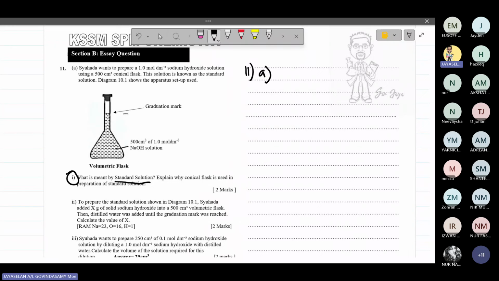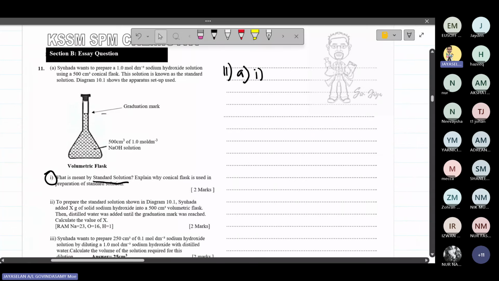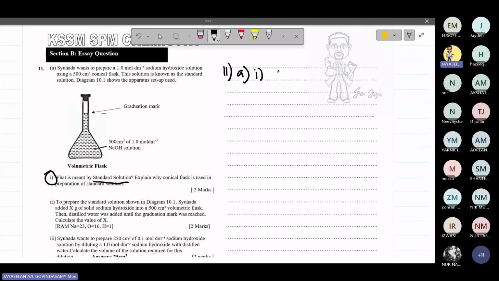Then I look at its sub-question. So you must be guided like this. What they ask is standard solution, right? Standard solution means what? Straight away, no need to write what standard solution is. So I put here a solution with known concentration. A solution where the concentration is known.